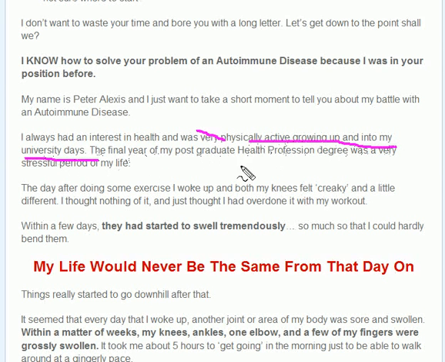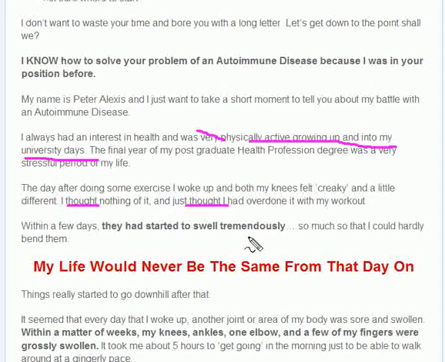"The final year of my postgraduate health profession degree was a very stressful period of my life. The day after doing some exercise, I woke up and both my knees felt creaky and a little different. I thought nothing of it and just thought I had overdone it." Be careful of using the same words too soon after each other. Try to use different words here, since I have "thought" and "just thought."